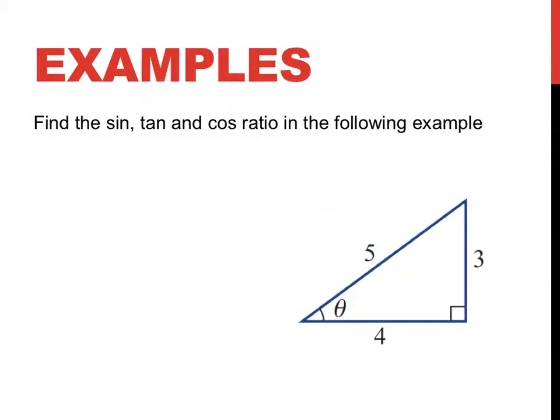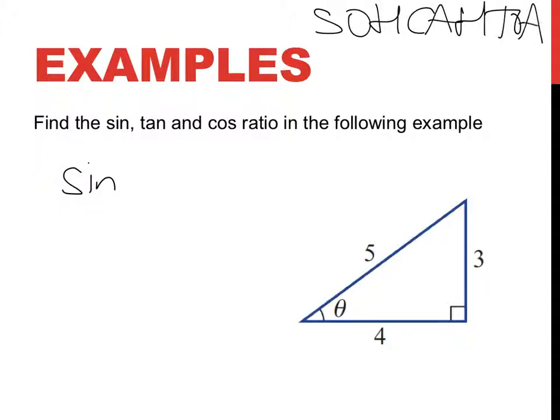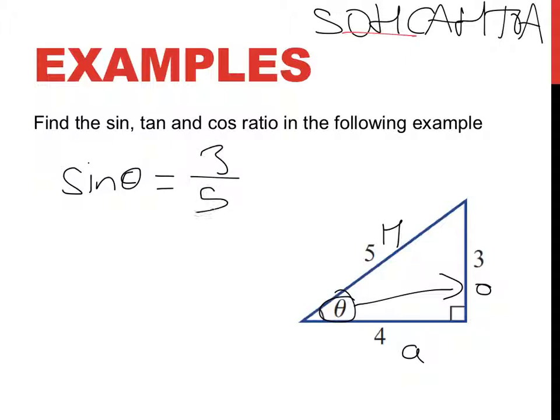Find the sine, the tangent, and the cosine ratio in each of these examples. So sine, the sine ratio in this one. SOH CAH TOA. The sine ratio is, let's label this one as well, that's my hypotenuse. If my angle's there, that's the opposite, and that's the adjacent. Sine ratio is going to be opposite over hypotenuse. The opposite is 3, the hypotenuse is 5.